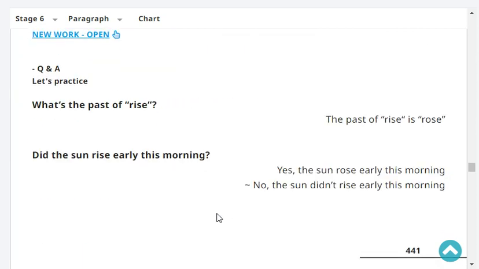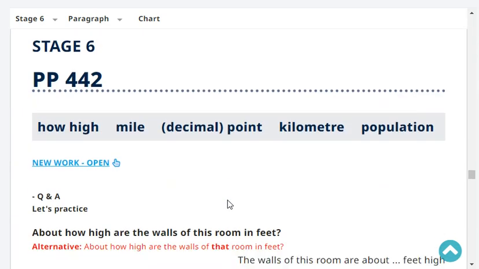What's the past of rise? The past of rise is rose. Did the sun rise early this morning? Yes or no? No, the sun didn't rise early this morning. Very good.